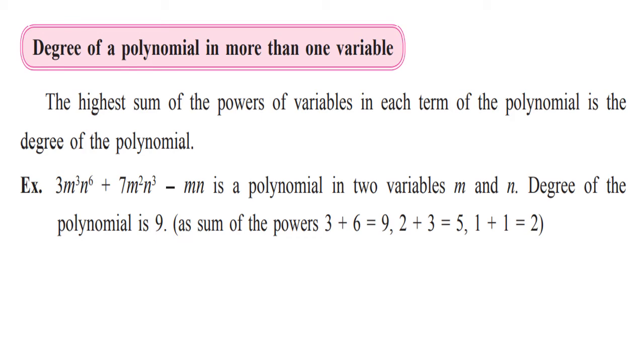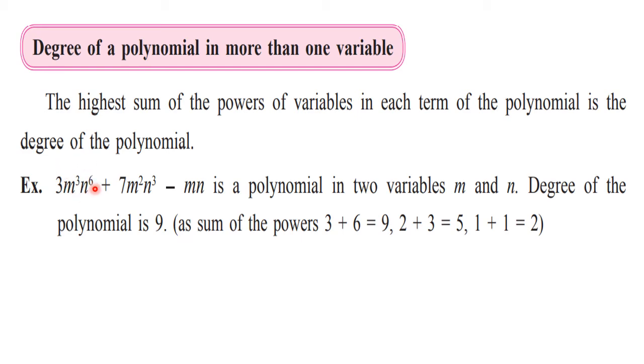Now the second type, degree of a polynomial in more than one variable. What if the polynomial contains more variables? Here you can see this example: 3 m cube n raised to 6 plus 7 m square n cube minus mn. This is also an algebraic expression. This is also a polynomial. But here there are two variables m and n. So simply observing the highest power here will not do. In this case, we have to go for the sum of the powers everywhere.